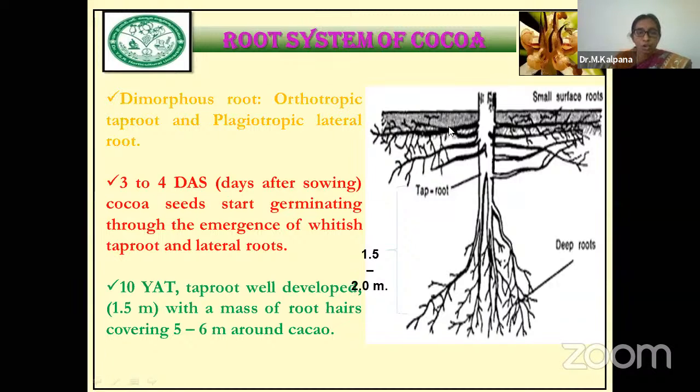In a well-established cocoa garden, the roots will spread to 1.5 meters deep, with a mass of roots covering 5 to 6 meters around on the ground. So they won't interfere with the root system of the main crop.